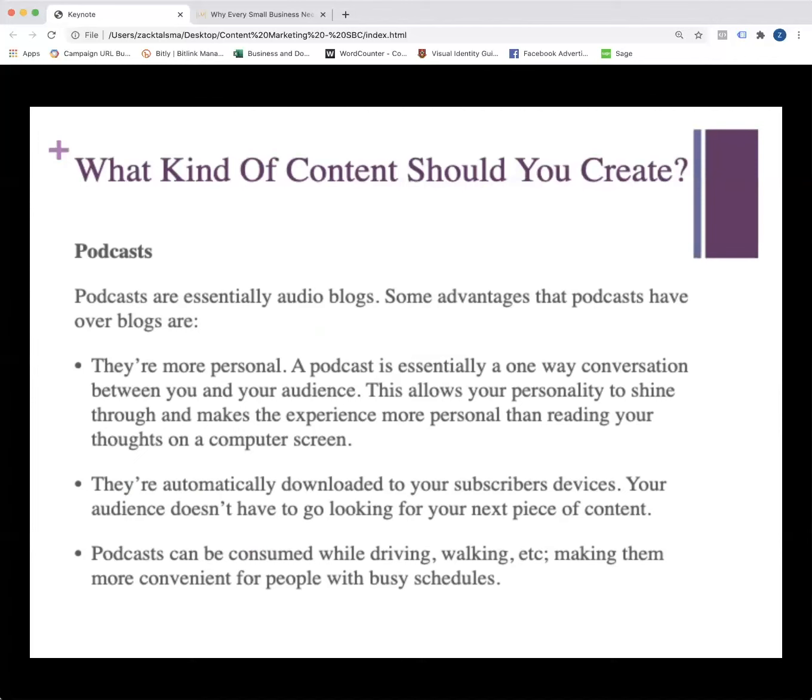And podcasts can also be consumed while driving, walking, working out, where more traditional forms of media require a lot more engagement. So, you can't really read a blog article on your tablet while you're going for a run, but you can do that with a podcast, or while driving, or anything like that. So they're a lot more easily consumed in a lot more ways.